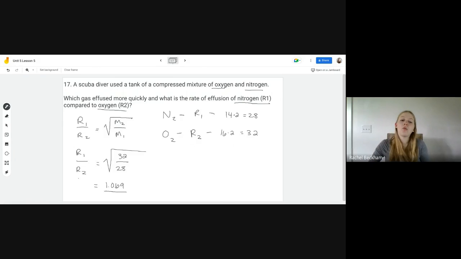And our R1 was nitrogen, right? It was nitrogen. So that means that nitrogen diffuses 1.06, or we can say 1.1 times faster. Okay, so you just kind of divide the molar masses, take the square root, and that tells you how many times faster the R1 goes compared to the R2. And it tells you which one is R1 and which one is R2.